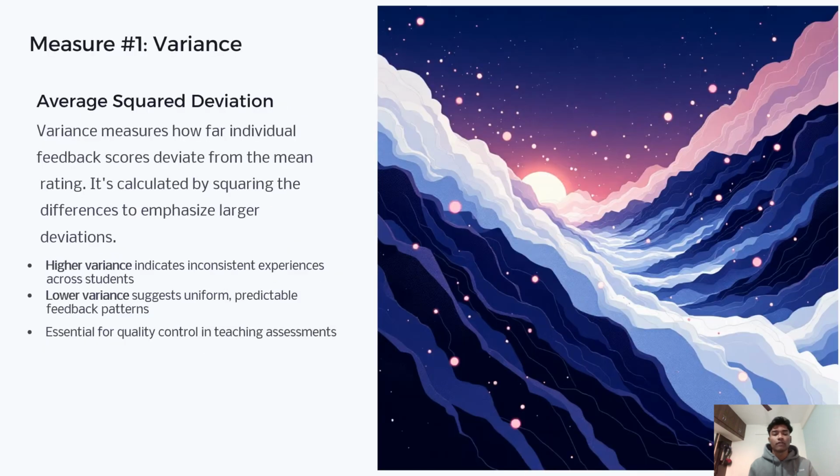Now, number one, variance. Variance is the measure of how far each individual score is from the average. But instead of just looking at differences, it squares them. This gives more weight to larger deviations. High variance means students had very different experiences, and low variance indicates more consistency. For example, if teaching quality has a sudden spike in variance, it might mean the teaching style is controversial or student preparedness levels vary widely.